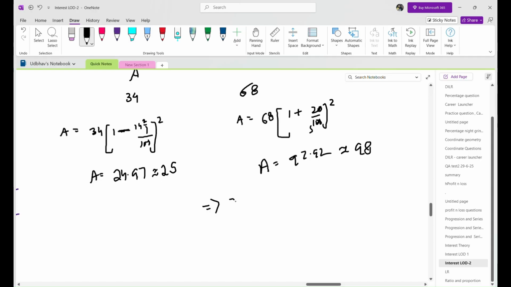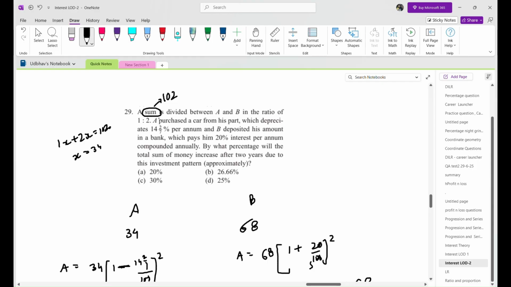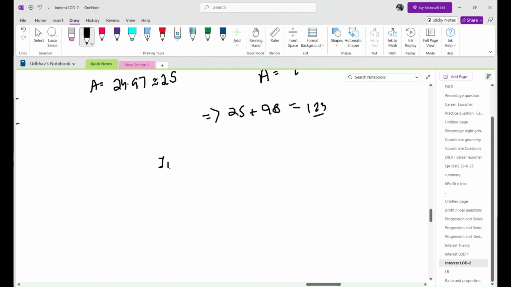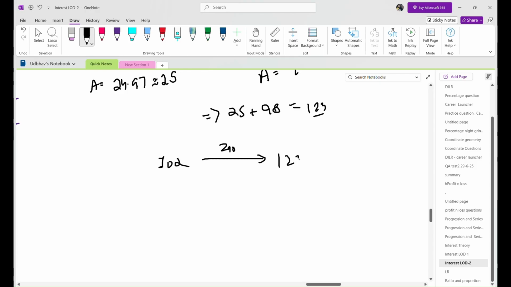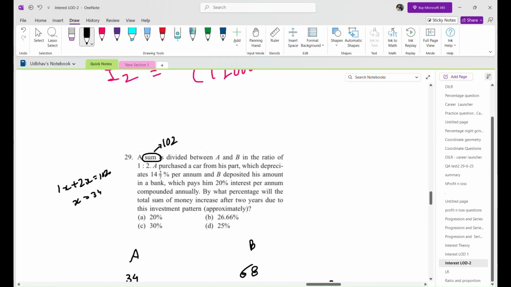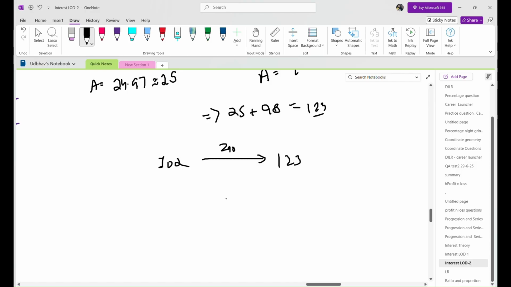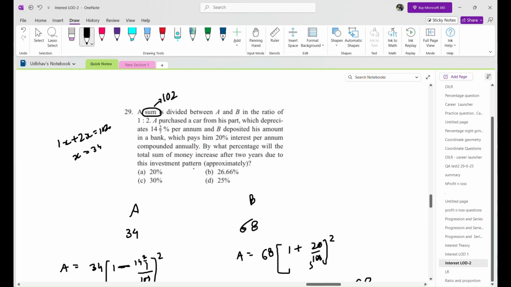So what is the total amount now? Total amount 25 plus 98, 123. From how much we started? 102. We started from 102, and after 2 years, when we followed this investment pattern, it became 123. What we have to find? The percentage the total sum increased in 2 years. It has increased by 21 upon 102 into 100.